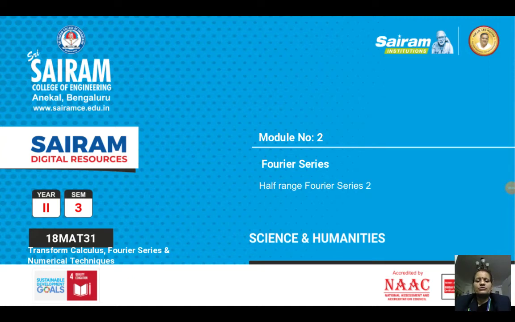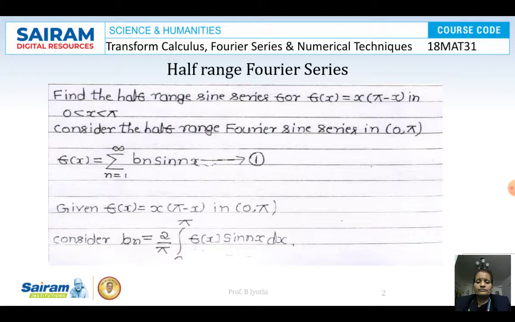In this video, I am going to explain about the half-range Fourier series 2. In the previous video, I have already explained what is half-range Fourier series and what are the types of half-range Fourier series, that is sine series and then the cosine series, and with two different intervals, that is 0 to pi and 0 to L also. Now some more problems will be explained in this video.